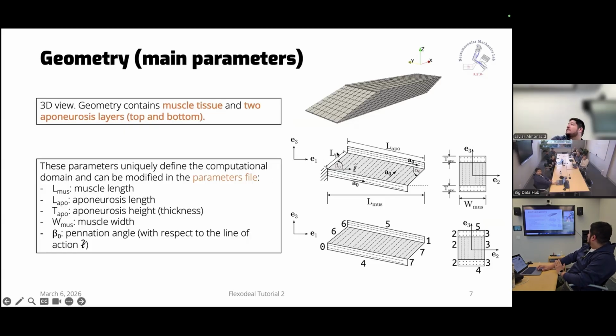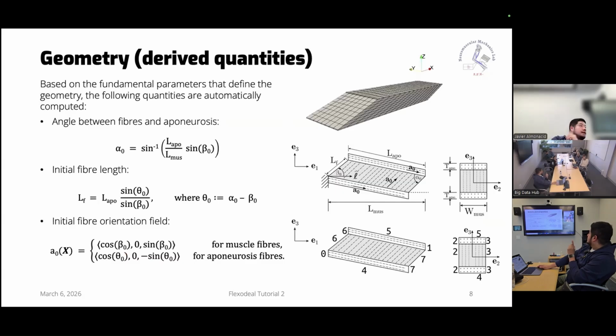Of course, you also have more parameters here, like this LF here, this other angle, but those are parameters that you can derive from these ones. How? It's just basic trigonometric identities. This is all law of sines, basically. Parameters such as the angle between the fibers and the aponeurosis: if you give me the length of the aponeurosis, the length of the muscle, and the pennation angle, I can compute that angle. The initial fiber length, well, it can be computed like that. Again, law of sines.